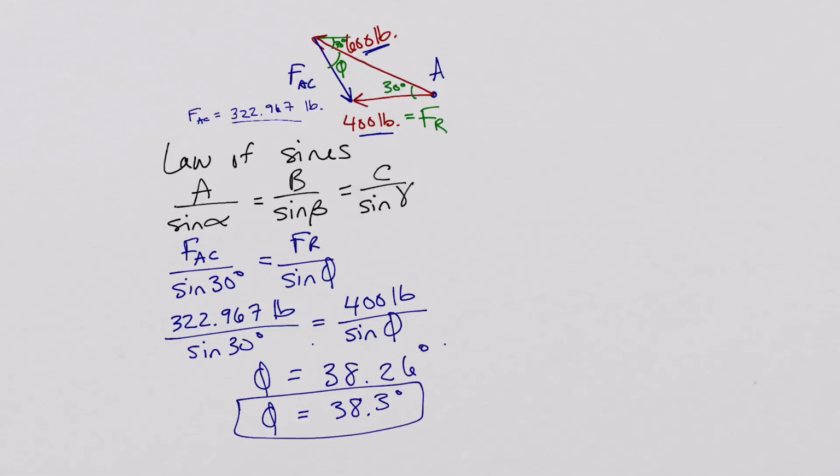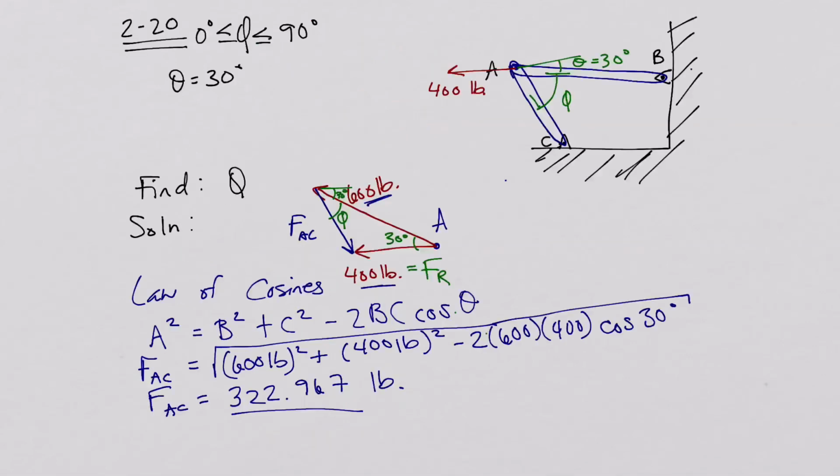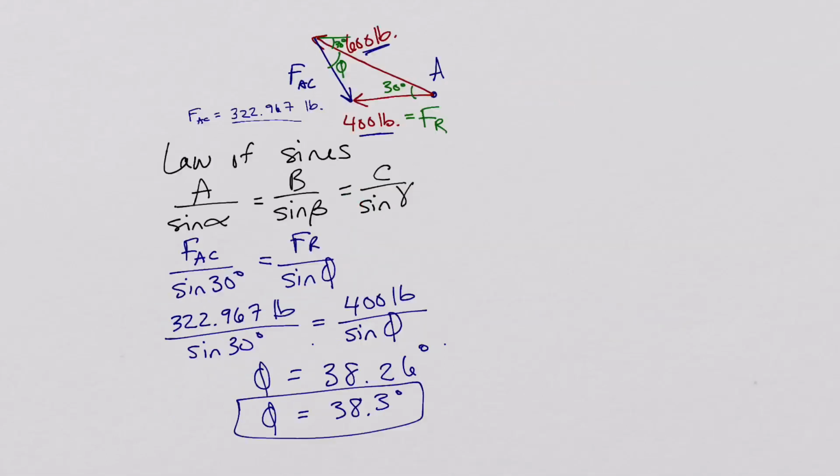And we can go back to the problem statement just to make sure, but I believe that was all we were supposed to find. We were supposed to find phi. So we're all done, and that was between the 0 and 90 like they had said.